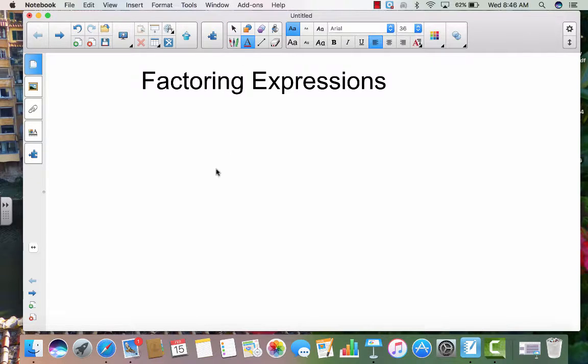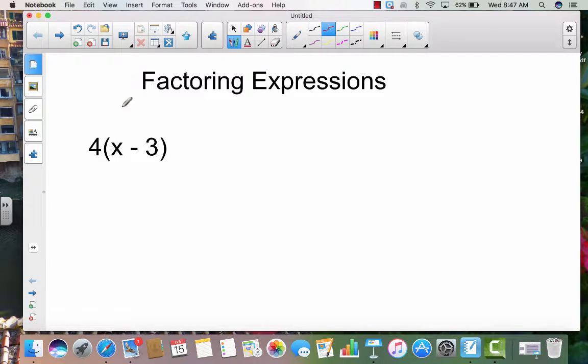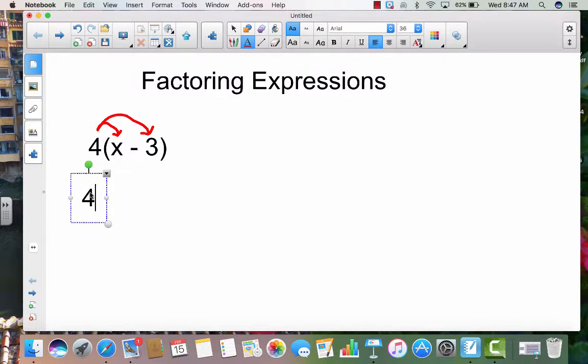So we're going to start off, if I gave you the expression 4 times x minus 3. We've worked in the past where you've been asked to simplify this expression. And we know that we do so using the distributive property. So I would do 4 times x, and then I would do 4 times 3. And my new expression would be 4x minus 12.